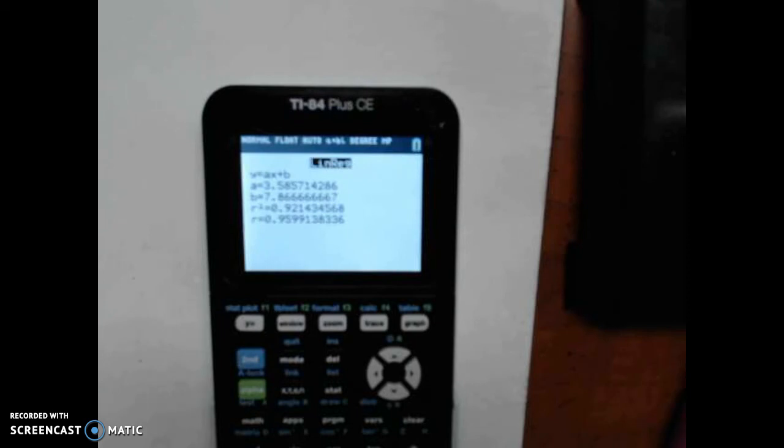That's it. Let the calculator do the hard work, and you just copy down in your homework what that looks like.